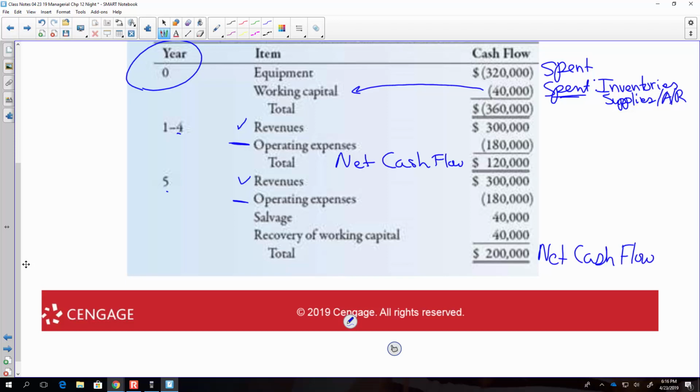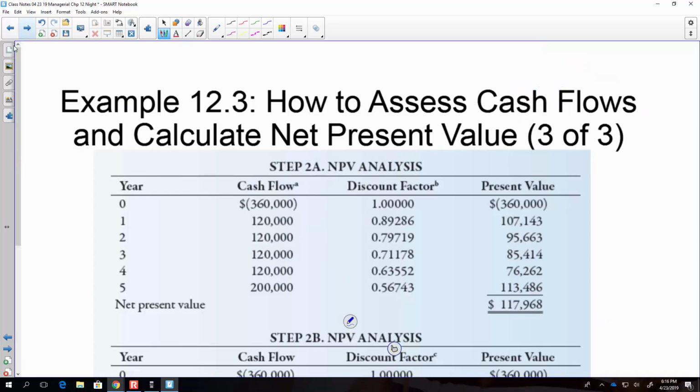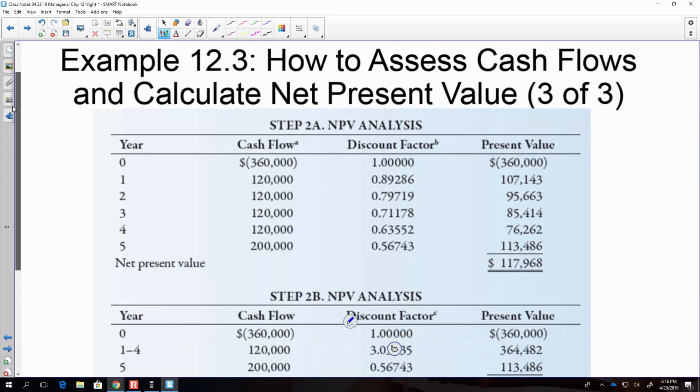Does this make sense? Taking that paragraph and coming up with a schedule of cash flows. Because this is what you're going to have to do, and we'll practice this. After we know the cash flow per year, what do we do next? We have to discount them, right? We have to discount them.